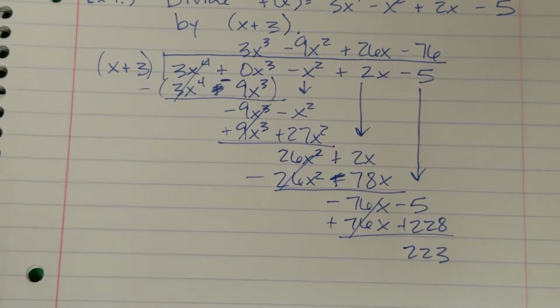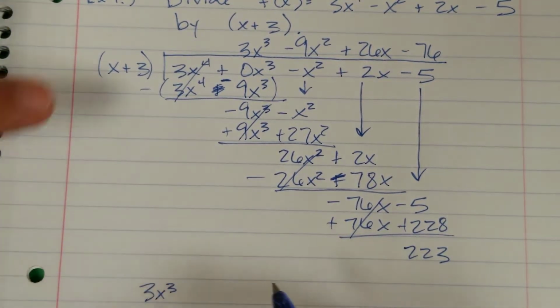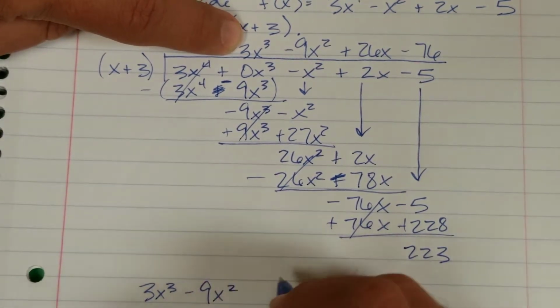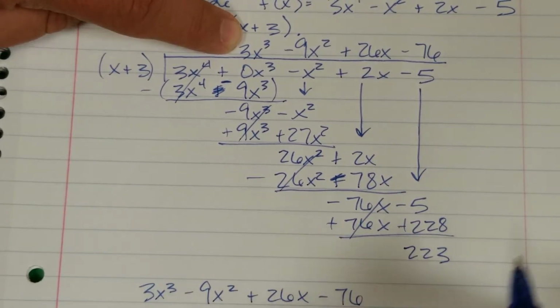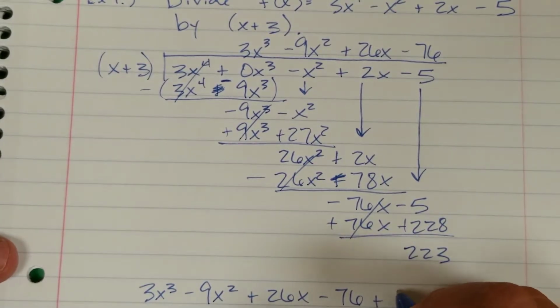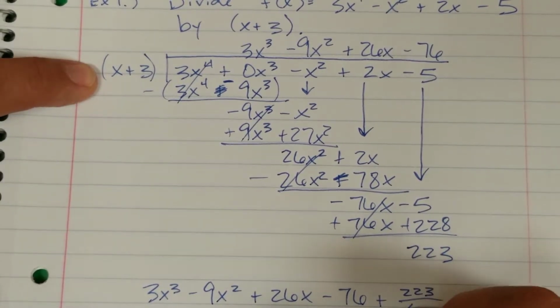So the answer is 3x cubed, just going to the top here, minus 9x squared, plus 26x, minus 76, plus the remainder over the divisor.